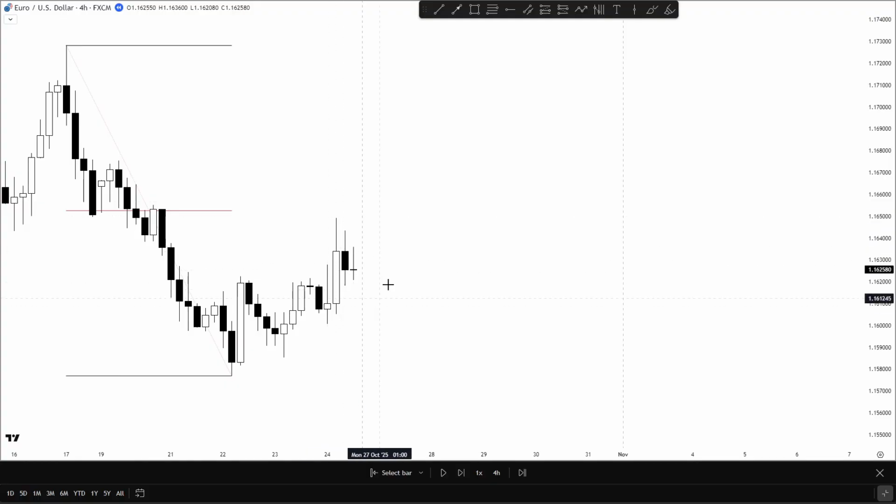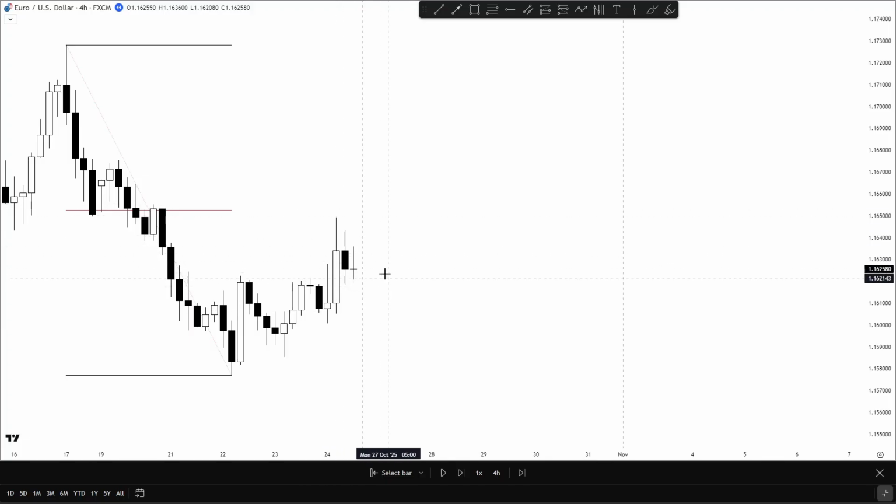Okay, for the first half of the week, I expected price to have a bearish, no, not a bearish, a bullish expansion higher, so that we could rebalance this dealing range, reach the premium region, and then from that point on, once we had a proper confirmation, I was then going to expect a bearish expansion lower. So on Monday, my directional bias was bullish.